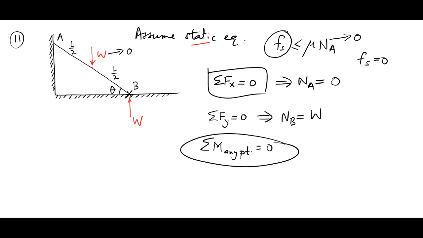I end with a contradiction, which therefore means that somewhere I've gone wrong in my initial assumption, namely the assumption of static equilibrium. So under the given conditions, it is not possible for the rod to be under static equilibrium. That is how you solve this question.